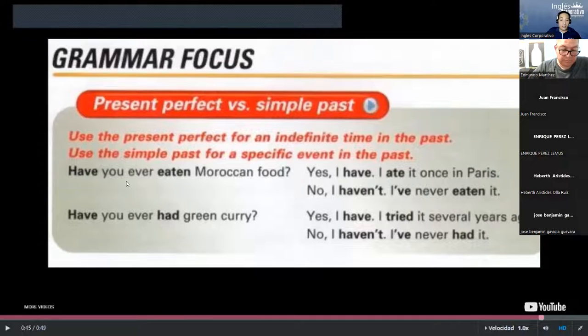Okay. Teacher, ¿y por qué ocupo el ever en la pregunta? Okay. Ever se ocupa nada más en afirmaciones y en preguntas. Incluso en presente simple. Do you ever think about her? ¿Alguna vez piensas en ella? Do you ever think? Let me see. Ah, perdón, esa es una pregunta también.